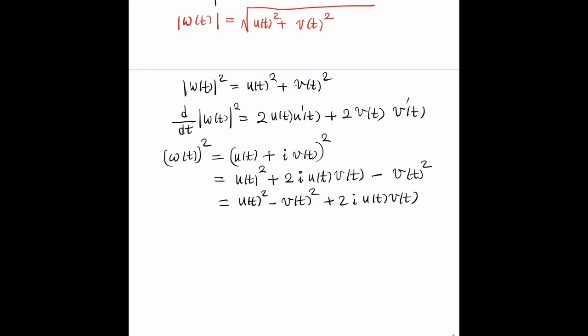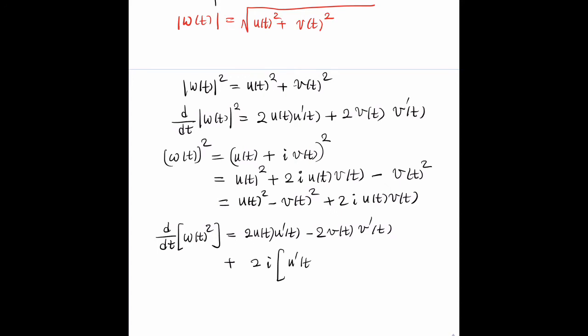Then you can differentiate this function with respect to t. The derivative of w(t) squared would be 2 u(t) u prime t minus 2 v(t) v prime t, plus 2i times (u prime t v(t) plus u(t) v prime t). So we have this one.